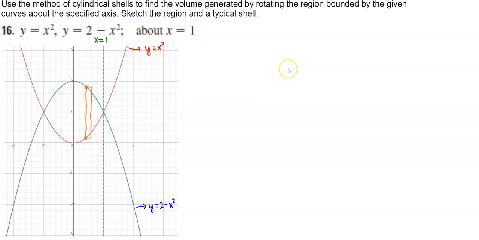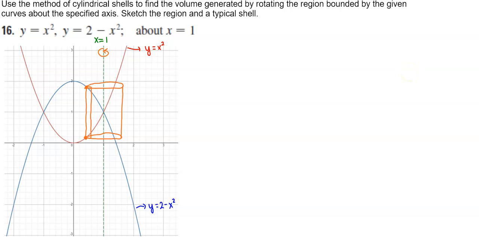And the reason why we're doing that is because we're rotating it around the vertical line of x equals 1. So what we're going to do is create a cylindrical shell at these two points. So there's our first cylindrical shell. Now we can create many, many more of those, but there is our cylindrical shell.